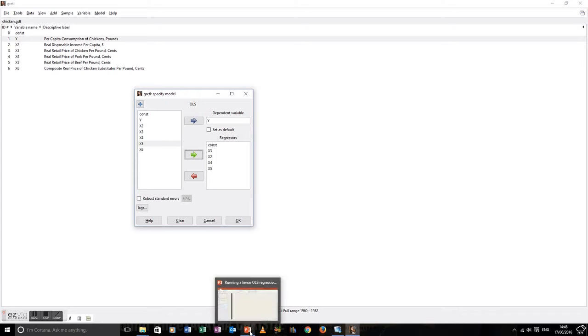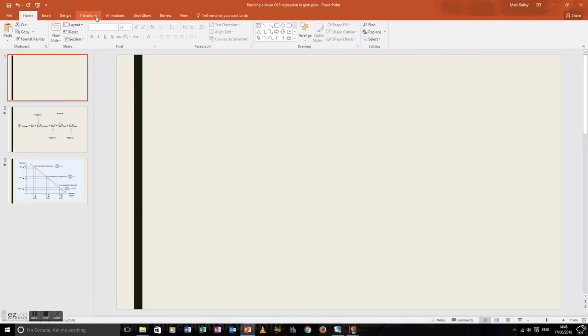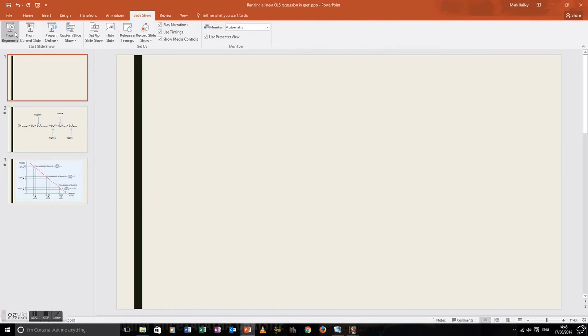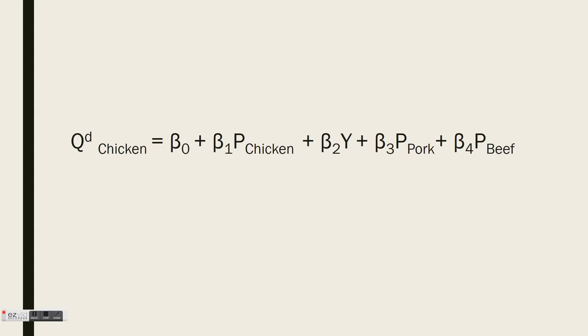Okay. What coefficients do we expect? That's a question as economists we should always ask ourselves before we run a model. So, okay, what's our model look like if we write it out by hand? That's what it looks like. Quantity demand for chicken is a function of the price of chicken, income, price of pork, and the price of beef.